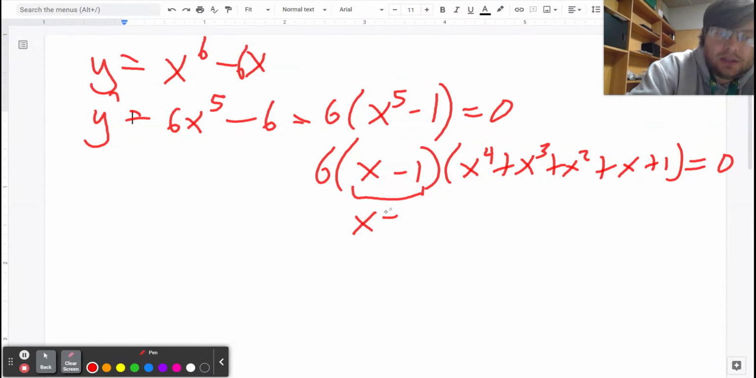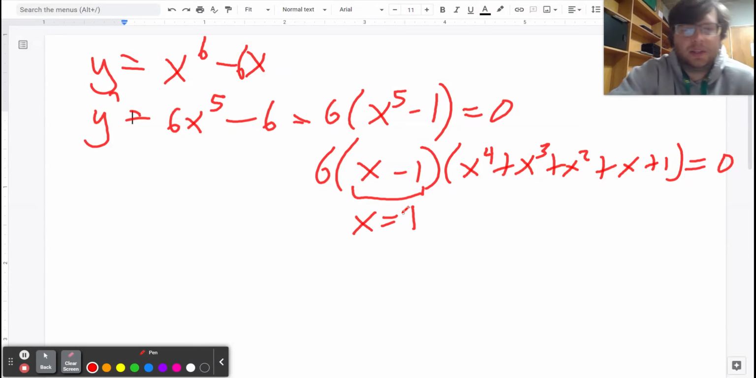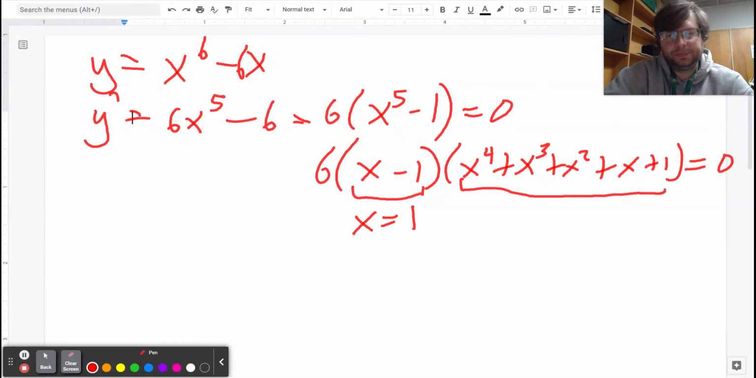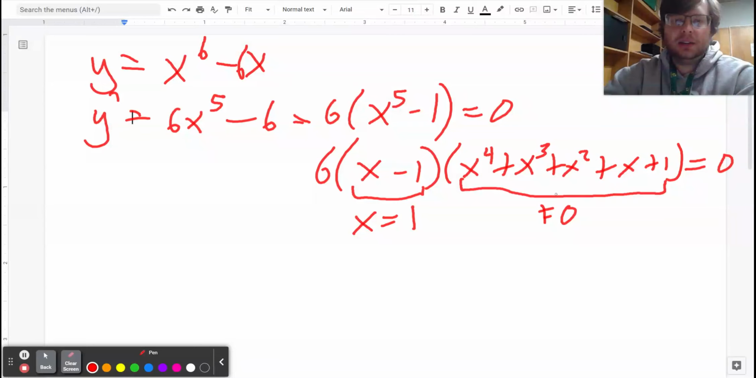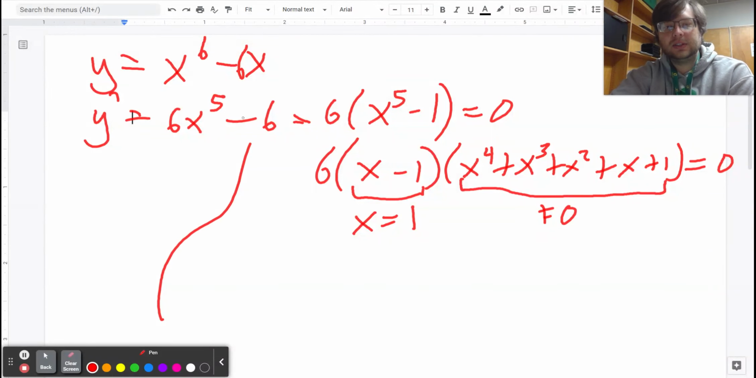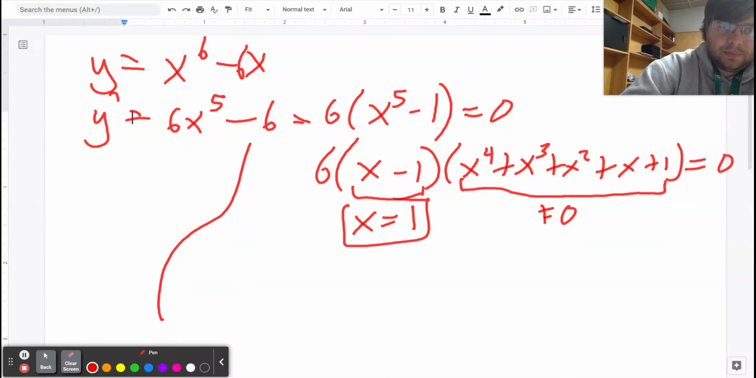This tells me that I really only have a single point of x equals 1, because this part over here is not going to equal 0, unless you consider complex numbers. If you think about what x to the fifth minus 1 looks like, it's a function that just basically looks like this, and so it's only going to hit the intercept at one point. So I really only have one critical point. So I have two options.